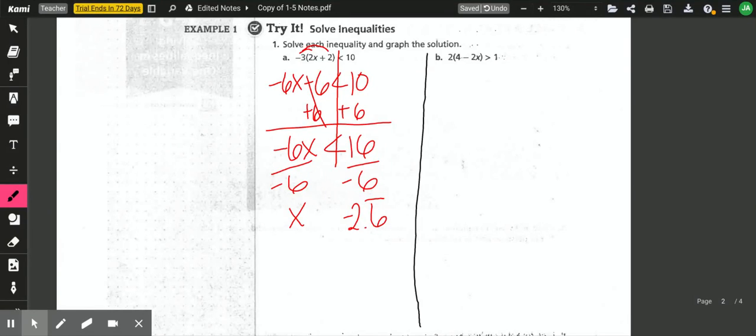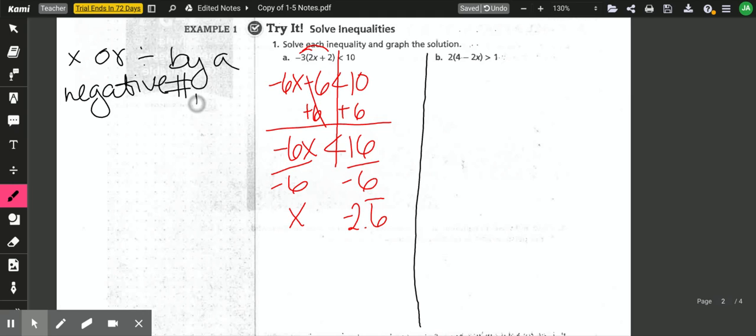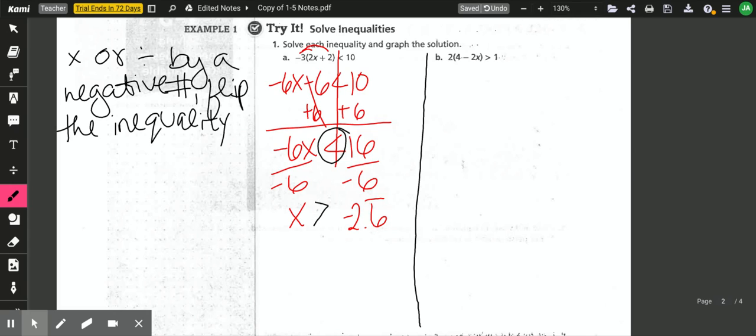When I multiply or divide by a negative number, I have to switch the sign or flip the inequality sign. Okay, so this sign is going to now face the other way and look like this. Okay. And here's the reason why. Let's say I had, I'll just give you a short, quick example.